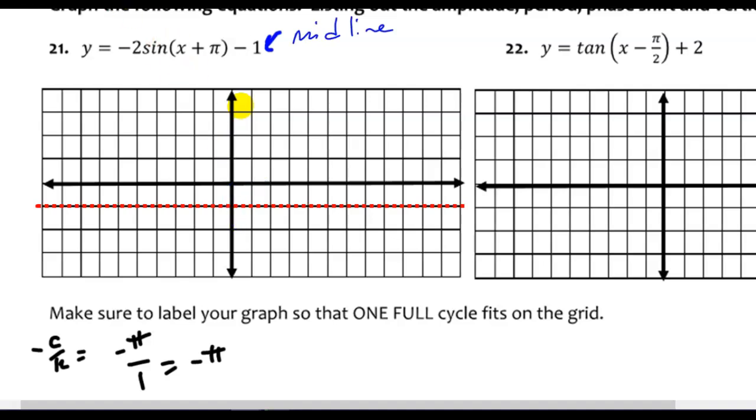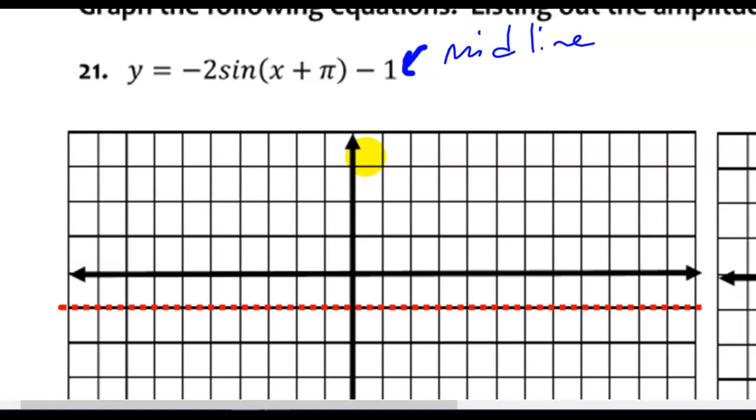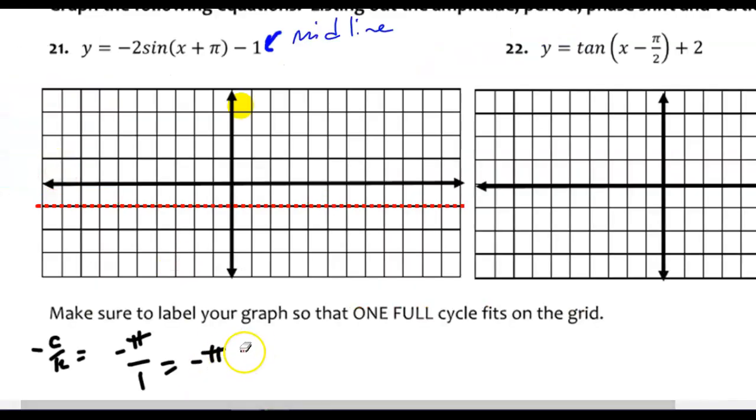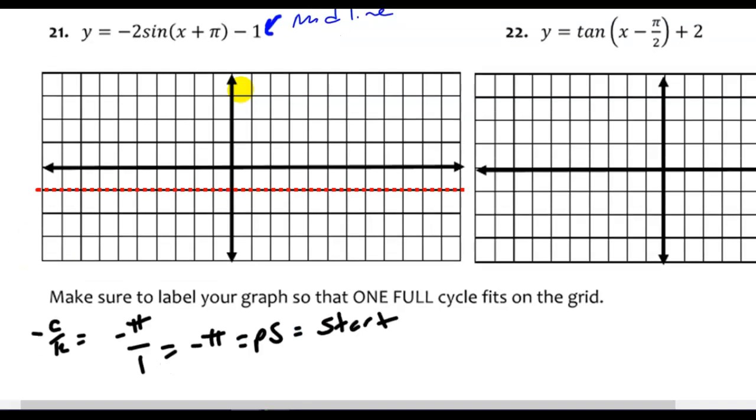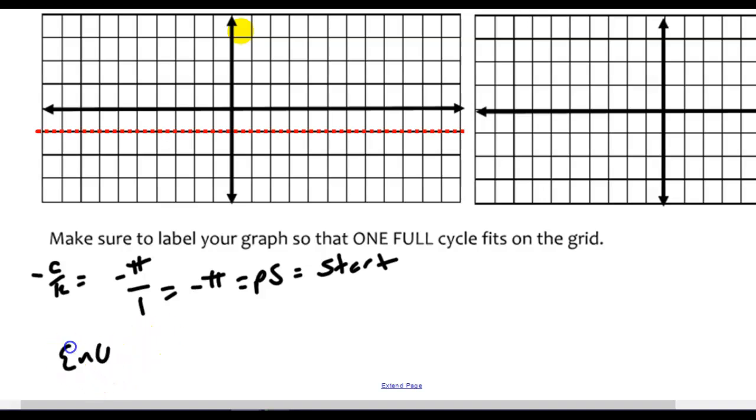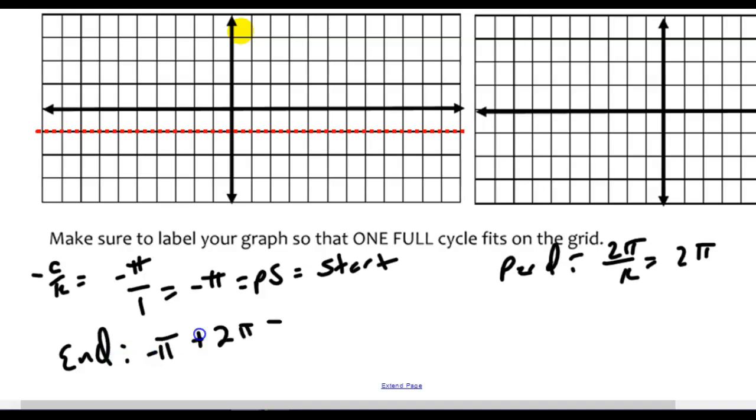So when I label this graph, before I even label it, this is my start. Phase shift, which also equals my start. Now for my ending, I want to find an ending. To find an ending, first I need to find a period, which the period is 2 pi over k, and we said k is 1, right? So that gives us 2 pi. So if I take my phase shift and I add 2 pi, so that's negative 1 pi plus 2 pi, I get 1 pi. All right, so this thing is going to start at negative pi and end at pi.